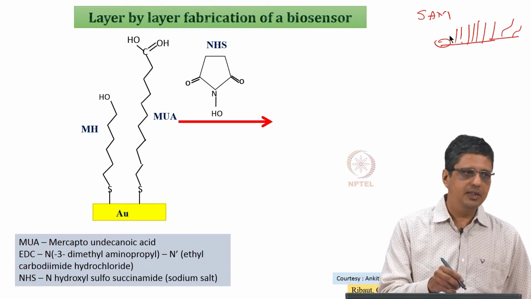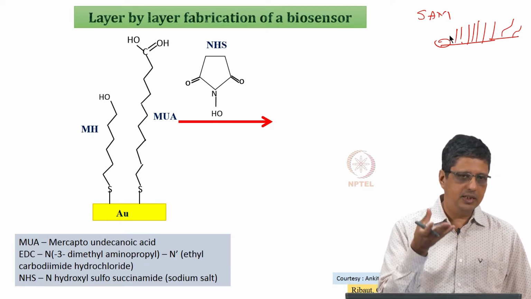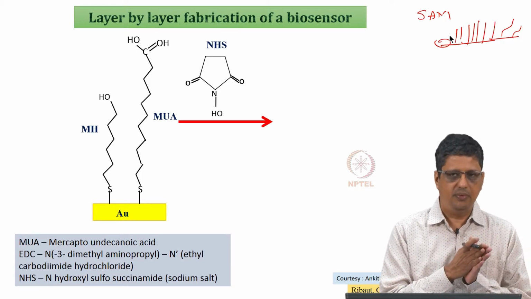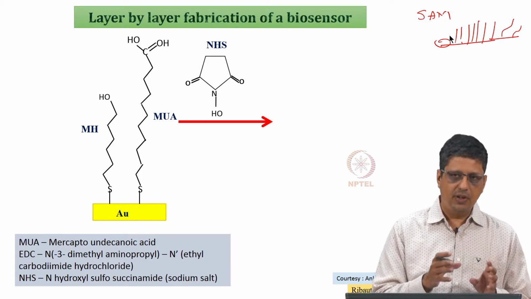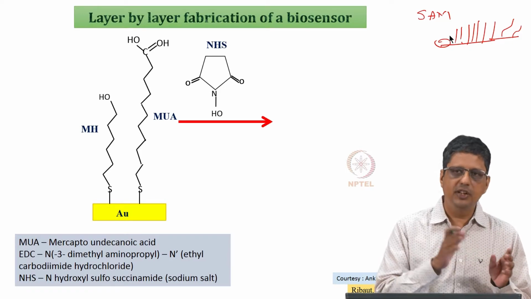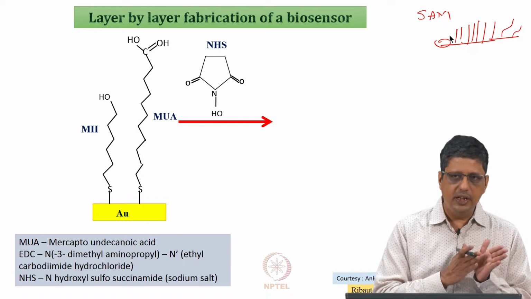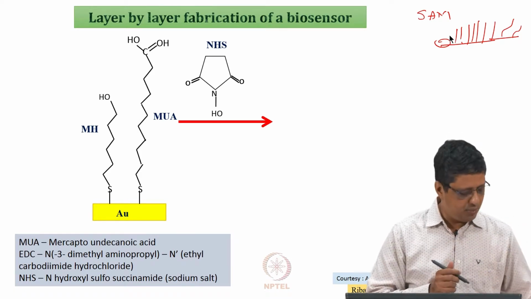The reason we are doing all this is because the antibody is not going to just sit on the surface well. So, we want to make the antibody sit on the surface, which means we need to put a glue, and it does not work with one glue, we need to use one chemical, that is MUA-MH.